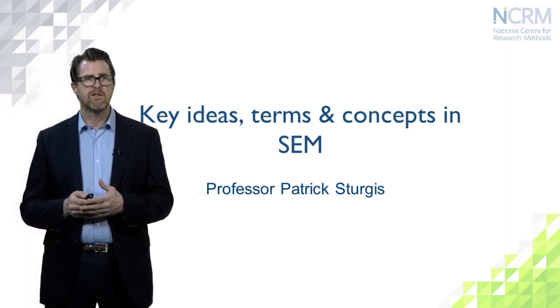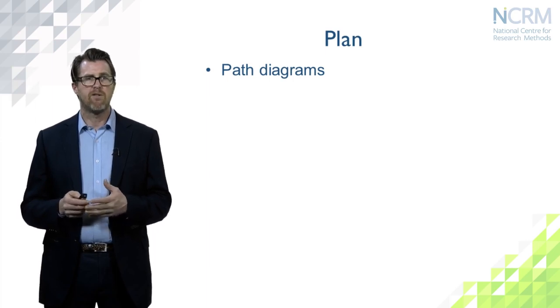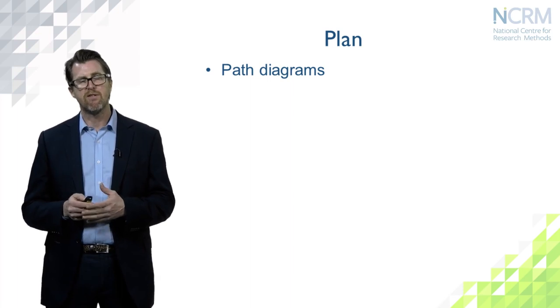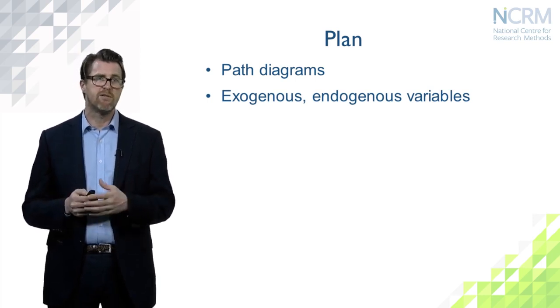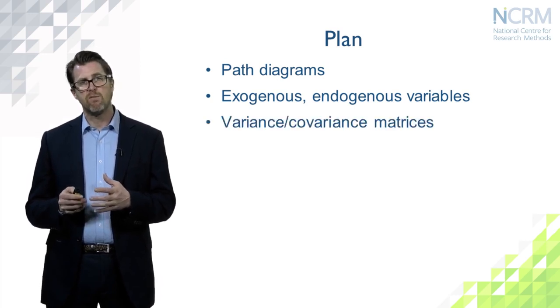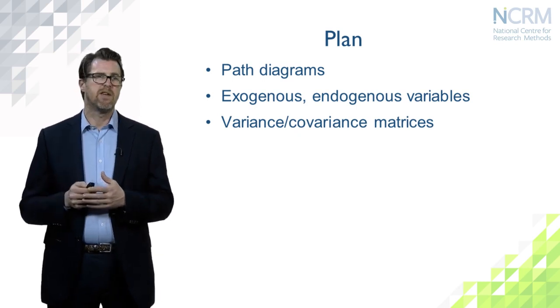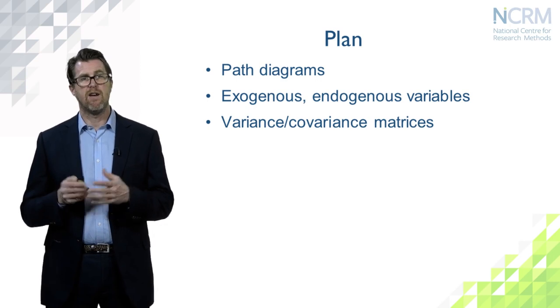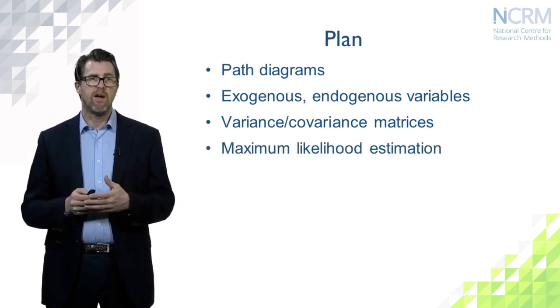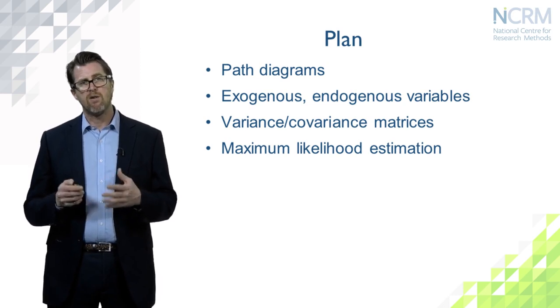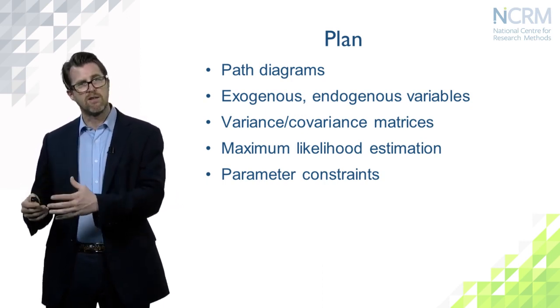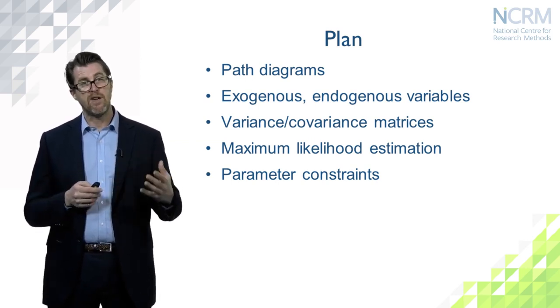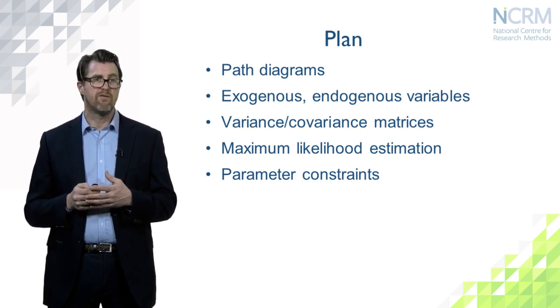So in this video, I'll be talking about path diagrams, the way that we represent equations and theories in the form of diagrams in SEMs. I'll talk about the difference between exogenous and endogenous variables. I'll talk about the way that structured equation modelling analyses not the raw data but the variance covariance matrix of the variables that we're interested in. I'll talk a little bit about how parameters are estimated using maximum likelihood in structured equation modelling. And I'll also go over how we apply what are called parameter constraints, how we don't always estimate every parameter in the model. Some of the parameters are fixed to values before we start fitting the model.